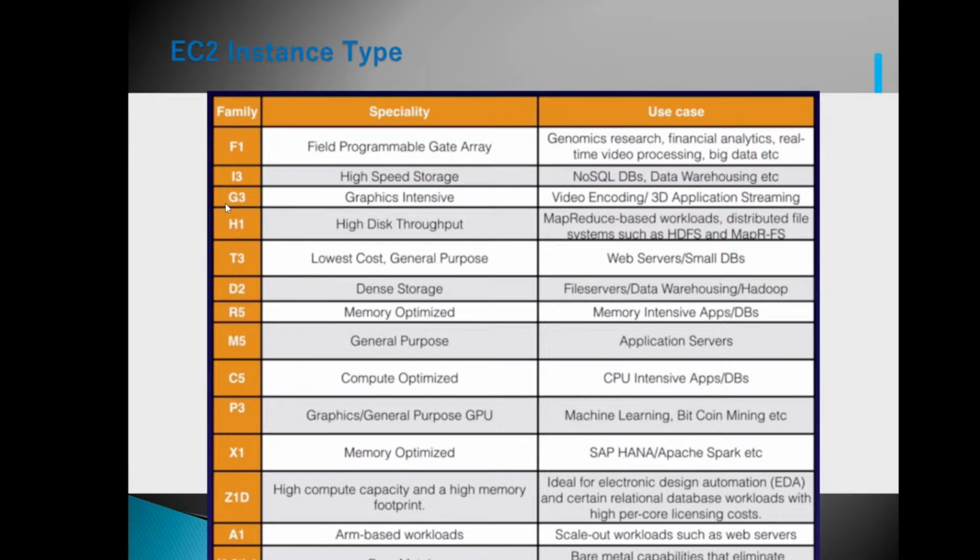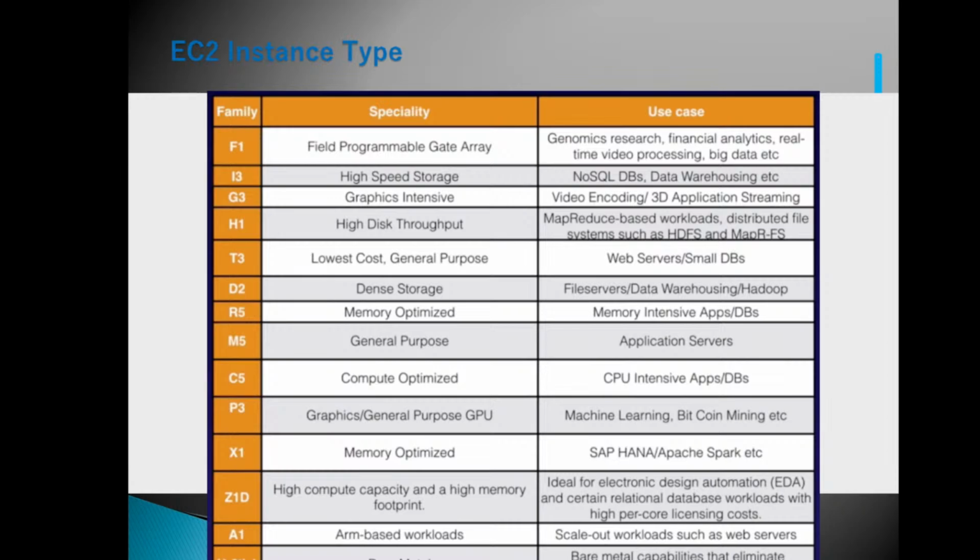Then graphical intense. So G family, graphical intensive: video encoding, 3D modeling, streaming, something like that. If you have such type of requirement, you should consider G family. H family, it is high disk throughput. Basically, it is capable of writing a huge amount of data per second. Okay, the speed might be slow, but the volume of the data will be high. That's a high throughput. So MapReduce based workload, distributed file system such as HDFS and MapReduce.